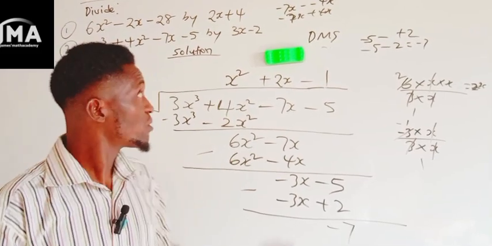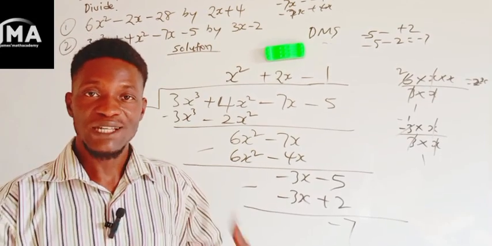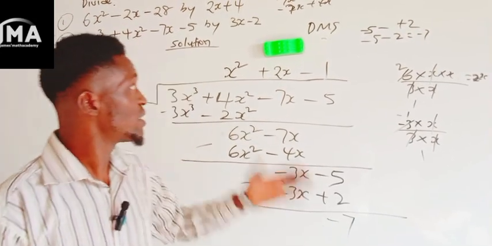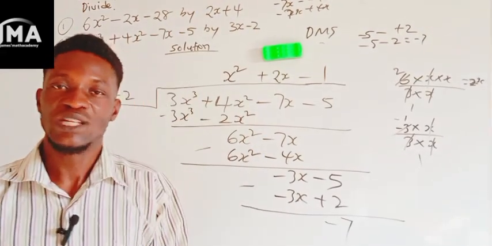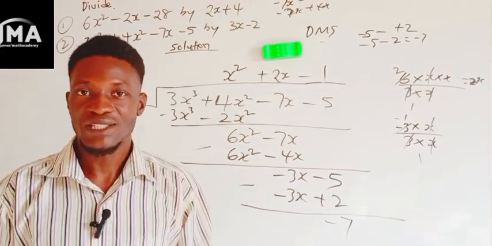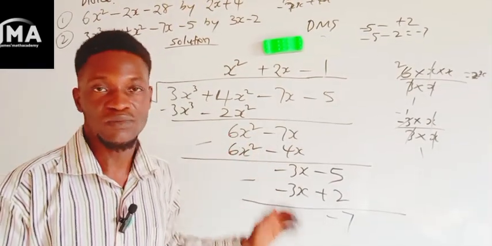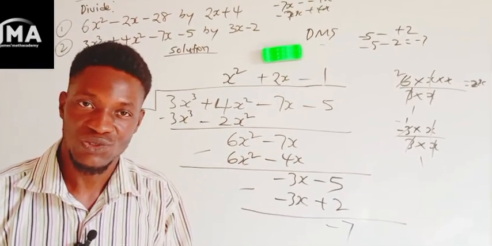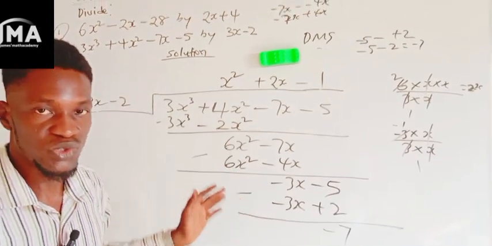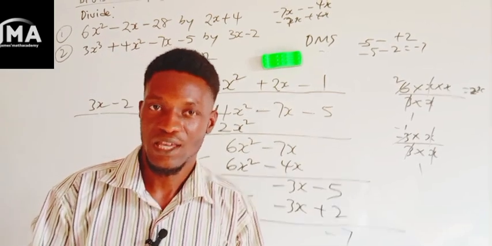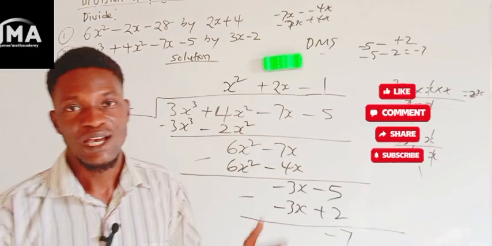This particular concept involves lots of practice, so I implore you to practice more. If you just follow these particular rules, DMS, division, multiplication, and subtraction, with more practice, I believe you will be able to solve any polynomial problem regarding division. This is the long division method that is used to solve any polynomial problem. So with constant practice, I believe you will be able to understand how it works.